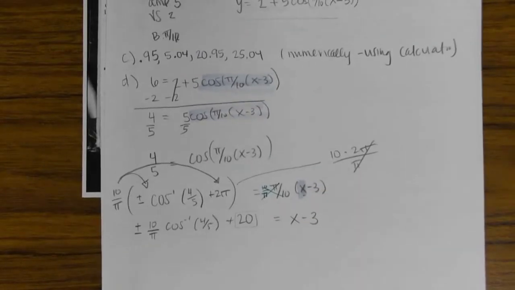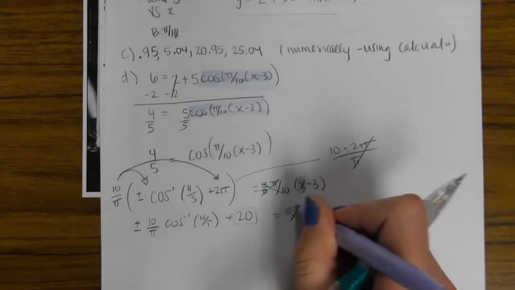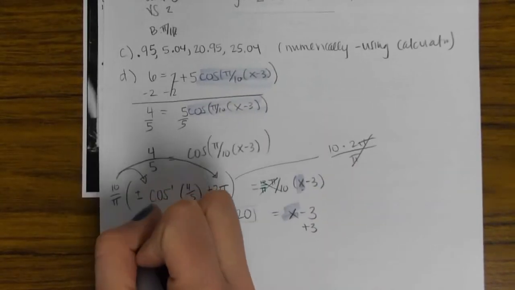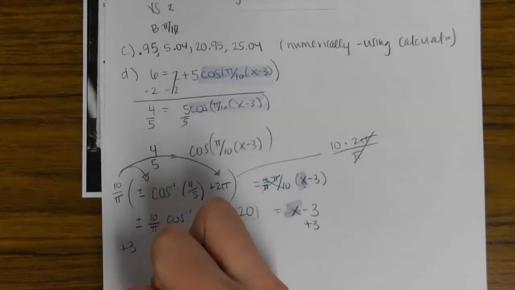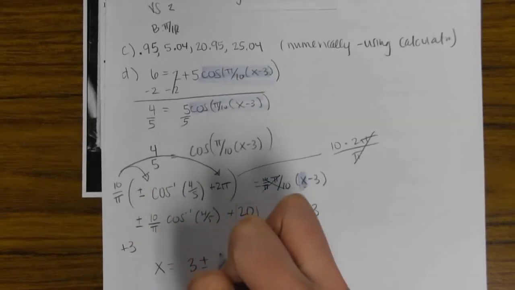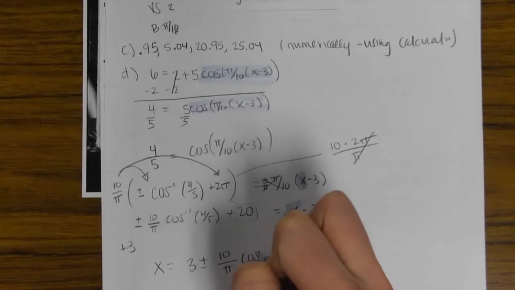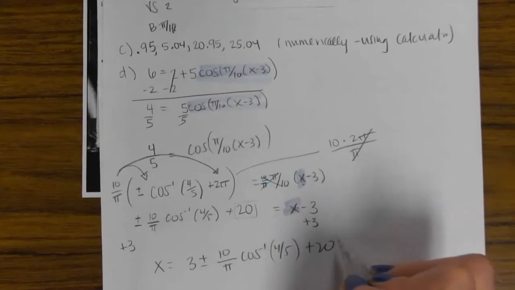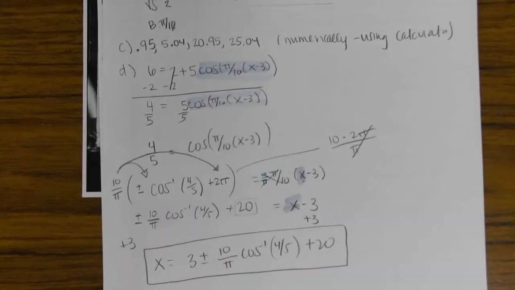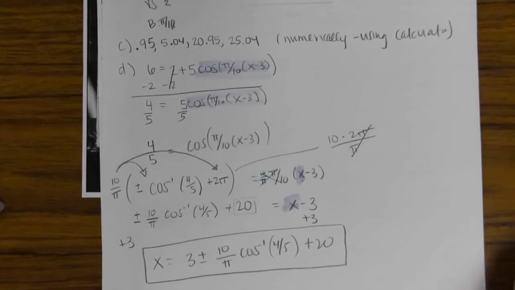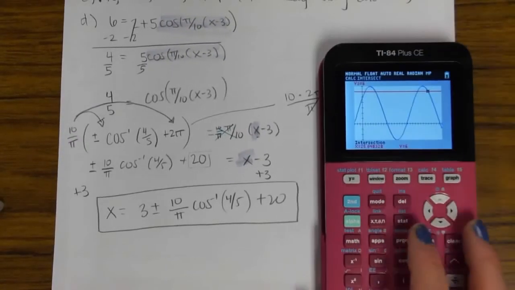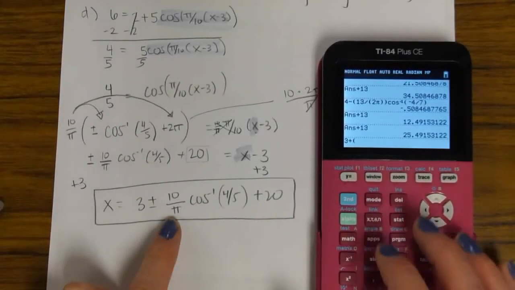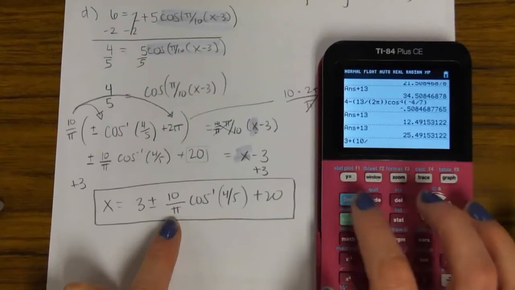We have x minus 3. We're still trying to get x alone, and so we're going to add 3. And when you add 3, just go ahead and put it before the plus or minus. So our final answer would be x equals 3 plus or minus 10 over pi cosine inverse of 4/5 plus 20. Now, it would definitely be wise to check your work. So I would take my calculator and I would plug this in, 3 plus. Make sure you put your parentheses in all the right spots, otherwise weird things happen.